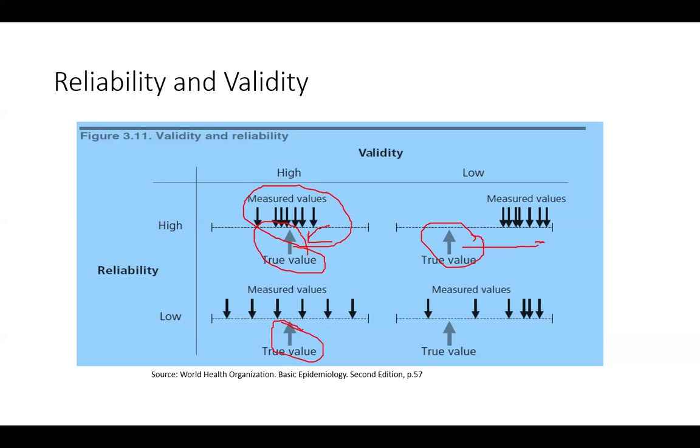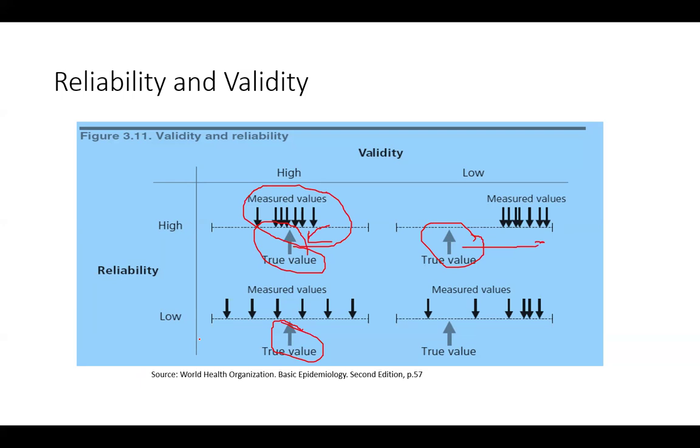Do you agree with the difference, Doctor? Yes. A measure can be very reliable, but it does not necessarily have to be valid. And that's okay, right? So now we're going to the second one, where we got into low reliability.